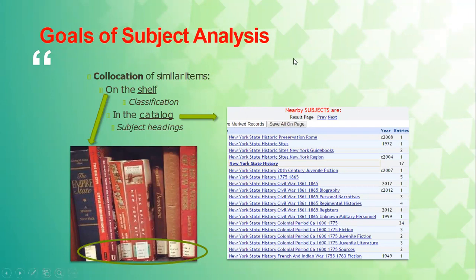Goals of subject analysis. Collocation of similar items. What is collocation? Collocation means bringing together the related items. Like for example, all the New York State history subject items stay together in the catalog. And of course, when you do shelving, they all stay together as well.